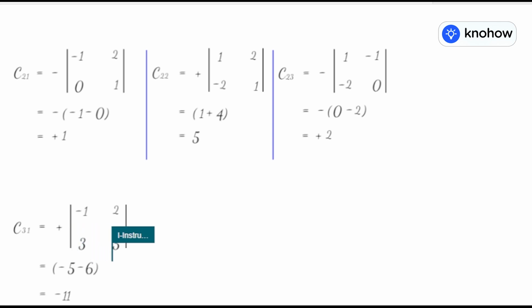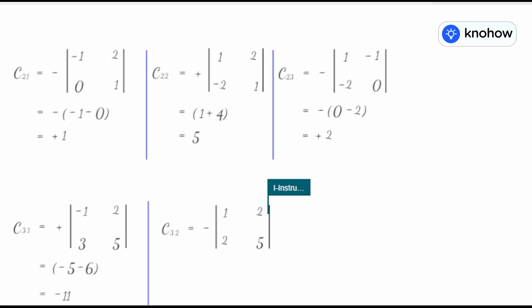And then you work out C32. For C32, negative is the sign, and delete the row and column through 3, 2. So you get 1, 2, 2, 5. Minus sign is outside. You get 5 minus 4, that is 1. And minus sign being outside, minus 1. And finally, let me work out C33.